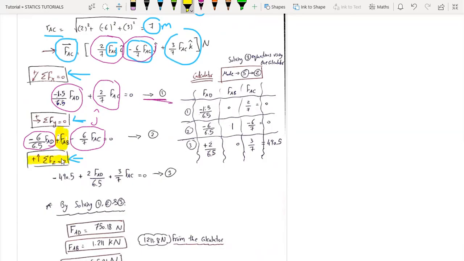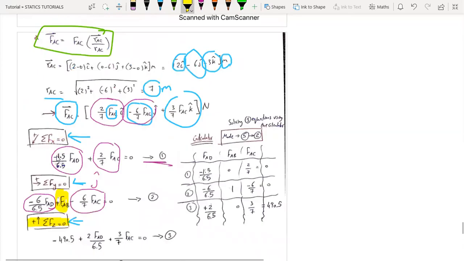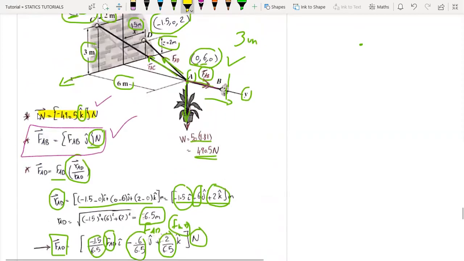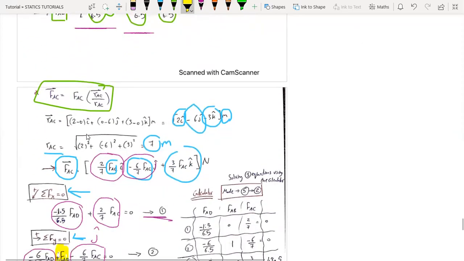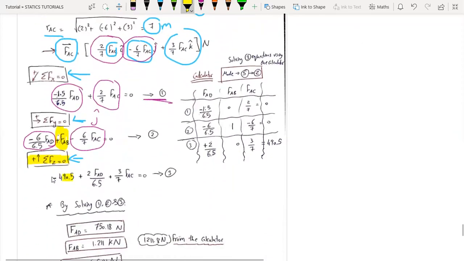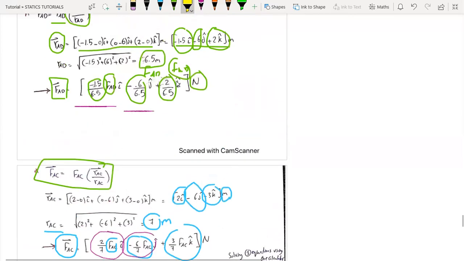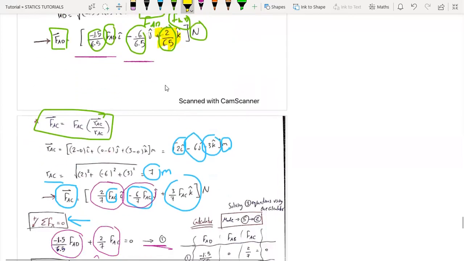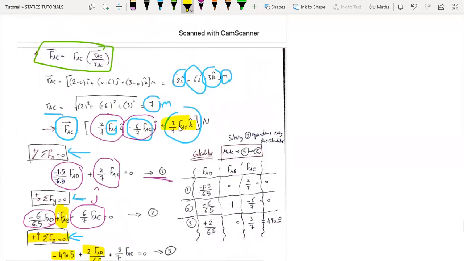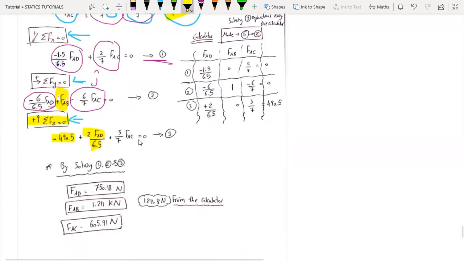And finally, the summation of forces in the z direction. Also, we should not forget the k hat term, because this is from the weight. So minus 490.5, plus 2 F_AD over 6.5, and plus 3 over 7 F_AC, equals 0. So 3 equations, 3 unknowns.